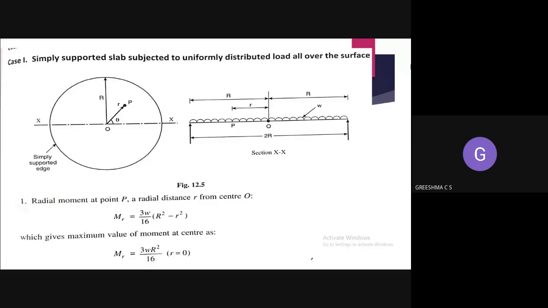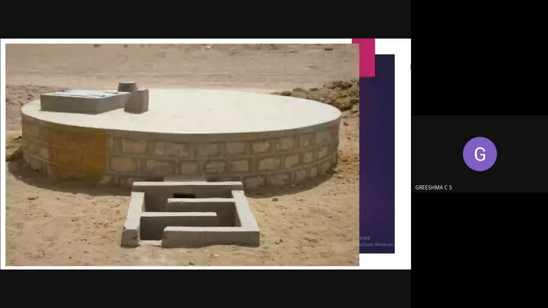Yesterday, simply supported, you might have seen it for the water tank. The top portion of the water tank will be simply supported. It is placed just like a lid. So that is an example of a simply supported circular slab which is uniformly loaded.